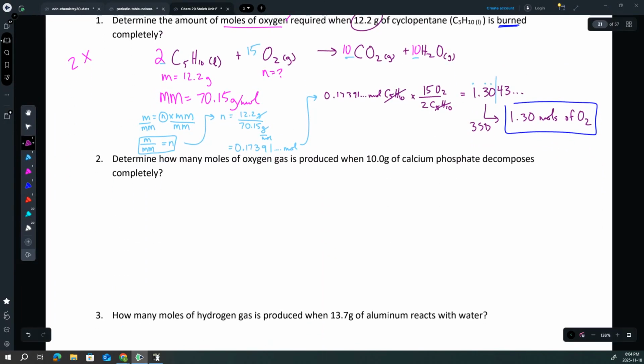Okay, example number 2. Determine how many moles of oxygen gas is produced when 10 grams of calcium phosphate decomposes completely. Okay, so this tells you that it's a decomposition reaction, and since it's saying calcium phosphate decomposes, this is the substance that is your reactant that's breaking apart into its elements.